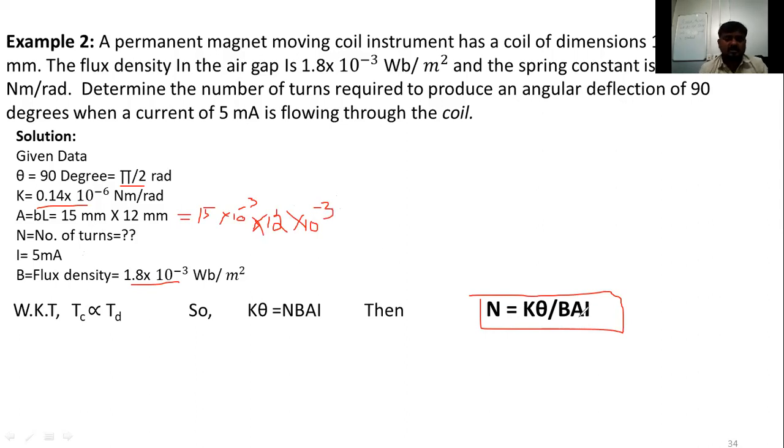Next, the current they have given is 5 milliampere. 5 milliampere is nothing but 5 into 10 to the power of minus 3. You have to write 10 to the power of minus 3 here. Substitute all these things and tell the answer.